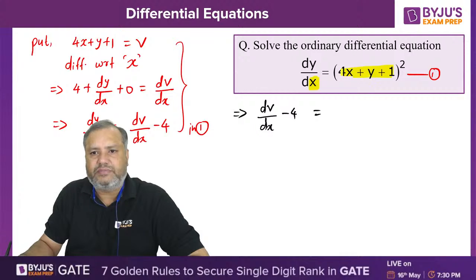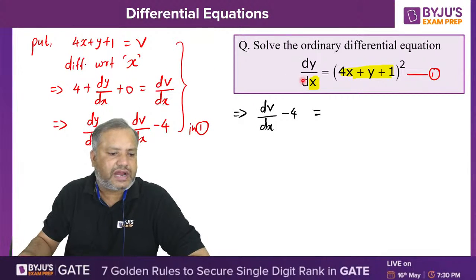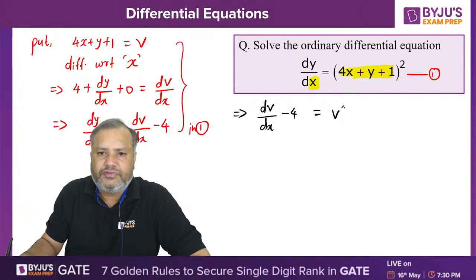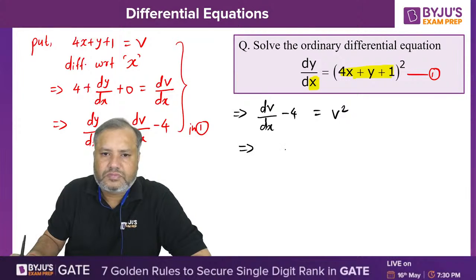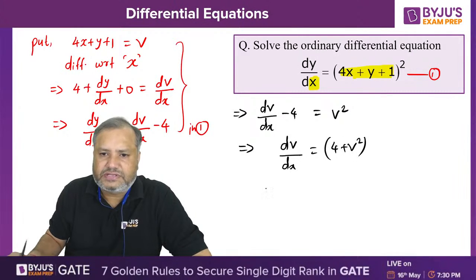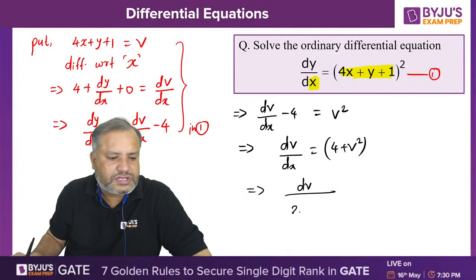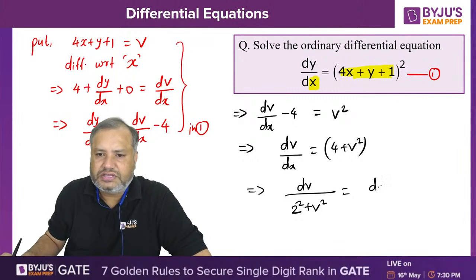This bracket is nothing but v. We have substituted this bracket as v. So this will become v square. So dv by dx equal to 4 plus v square. Now you can separate the variables. dv upon 4 plus v square, and this is our dx.